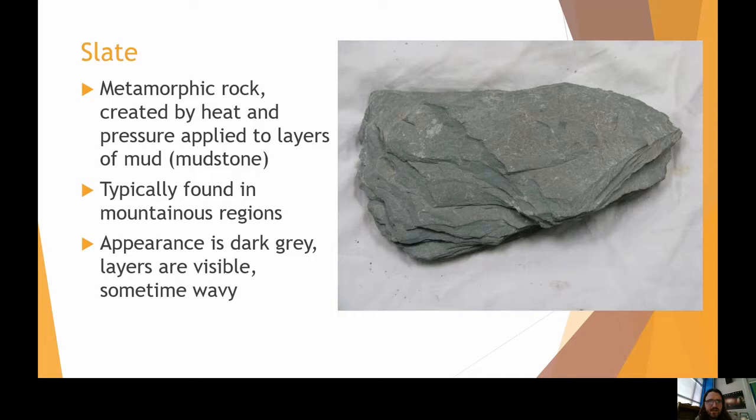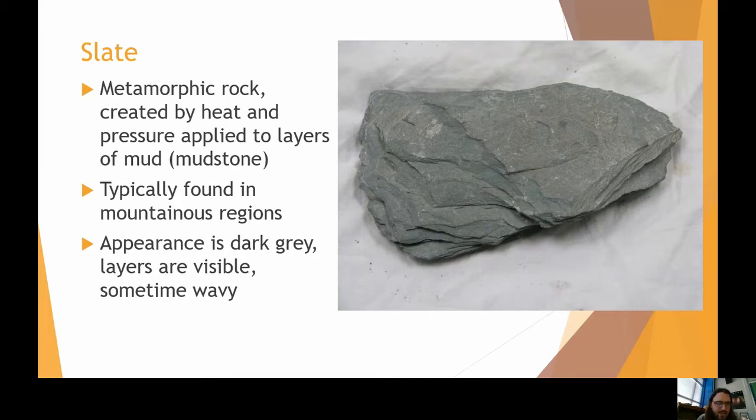Another metamorphic rock is also created by heat and pressure. When heat and pressure are applied to layers of mud, given enough time, they will turn into a rock called mudstone. Another word for that is shale. And so when shale is heated up and crunched together, it turns into slate.